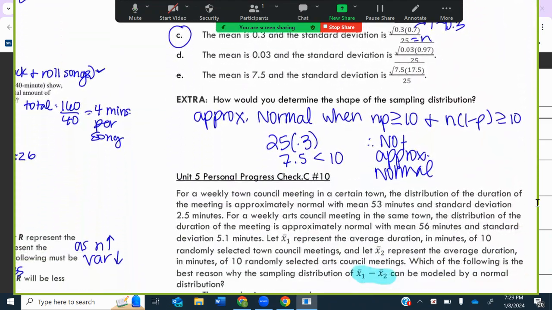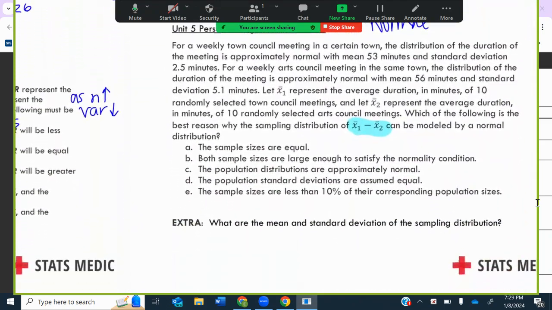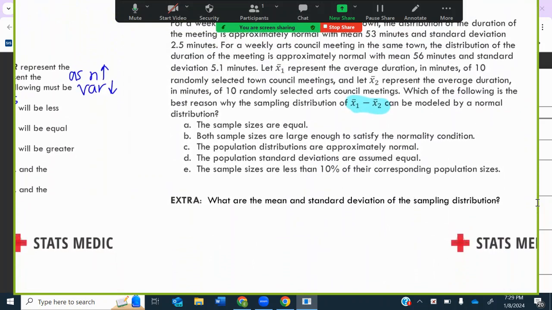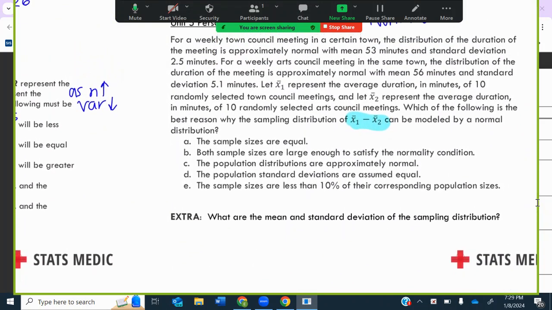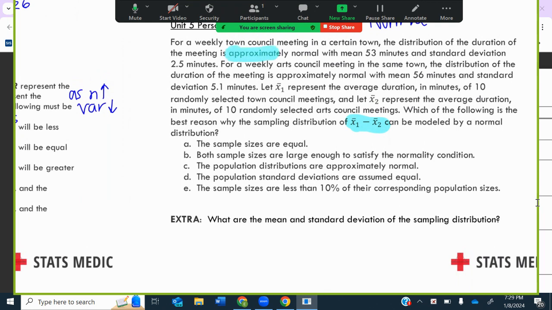So I do want to scan now the top. They say the distribution is approximately normal. And then we have another distribution that's also approximately normal. And then our sample sizes are only 10. So it's going to be about the populations being approximately normal. It's not A, not B, because they're only 10. C, populations were normal. We don't have a rule for that. And that's only for standard deviation. So this answer was C.